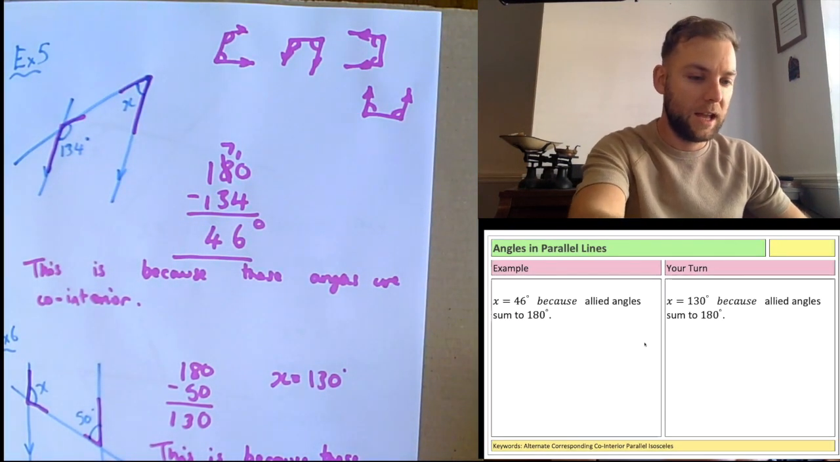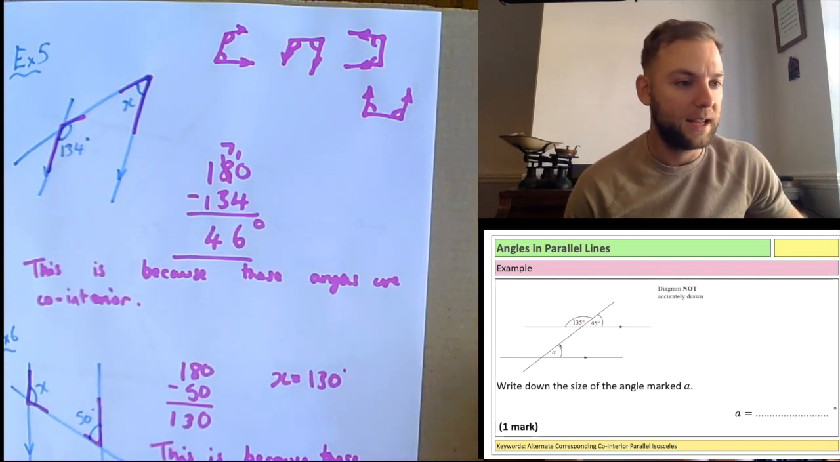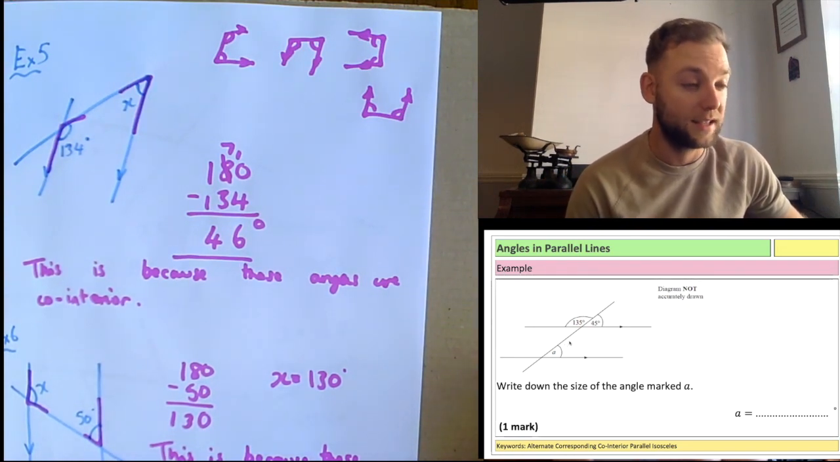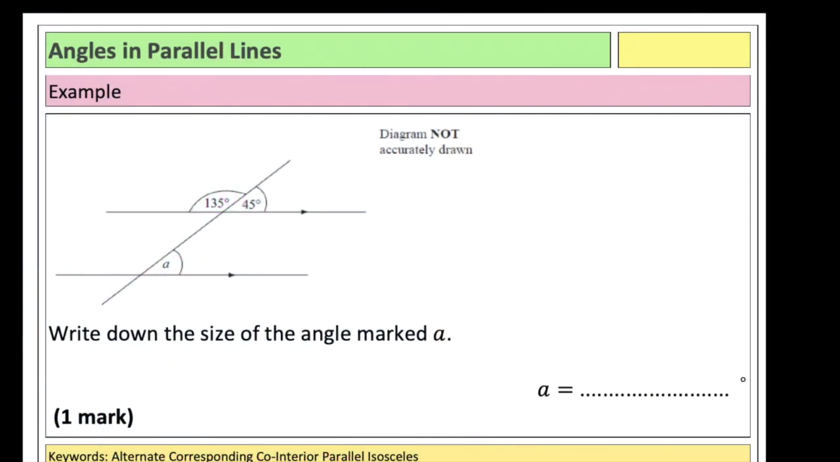So here I've got a question. Write down the size of the angle marked A. Now I'm just going to give you a little second to think about that, because I need you to understand how to get that yourself.